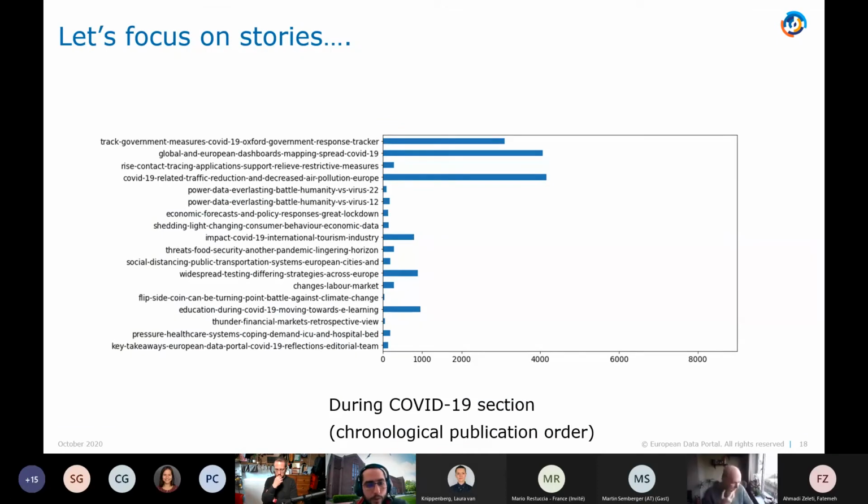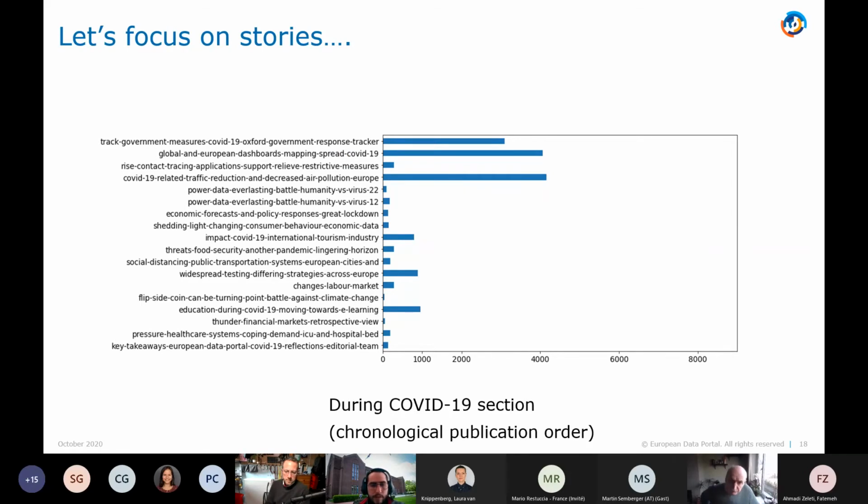Now, let's focus a bit on stories. Why on stories? Because those are the ones that survived the archival in a way. I mean that when the COVID-19 section was archived, in its new place it was mostly the stories and some of the initiatives. Some other initiatives were not archived, were not saved, and the datasets were moved to the normal dataset section. So here we have the number of visits to each of the stories that we published in chronological publication order. We see that there were 3 stories that stood out over the rest: the Oxford government response tracker, the air pollution traffic reduction related to COVID-19, and a story on all the dashboards that were available all across Europe about COVID-19.